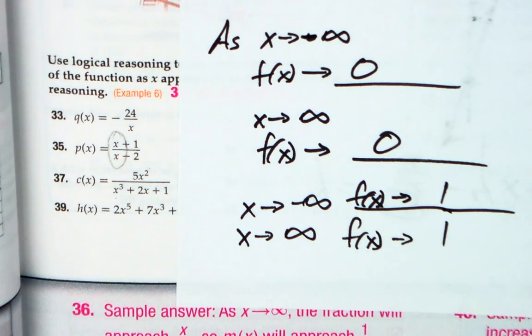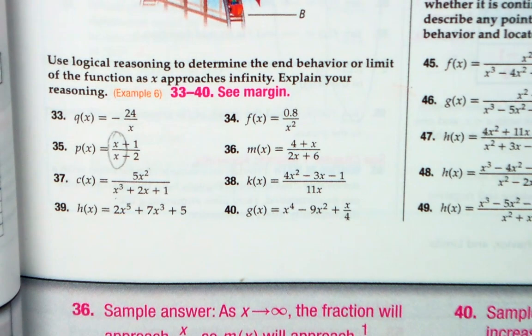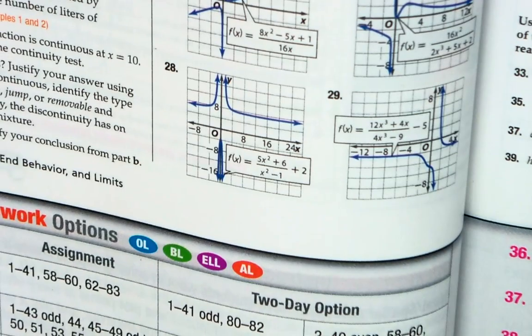I just wanted you guys to think about that logically. Right now, I won't put anything like that on the test, but realize if I give you any of these graphs, you need to tell me what the end behavior is on any of these graphs.